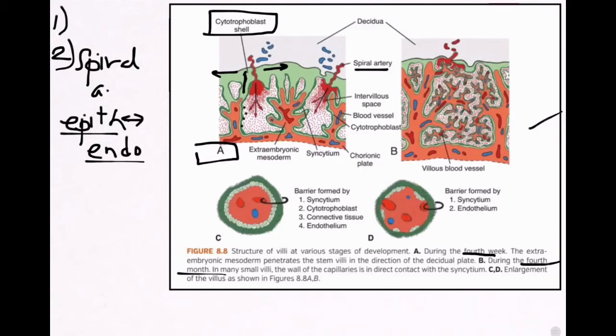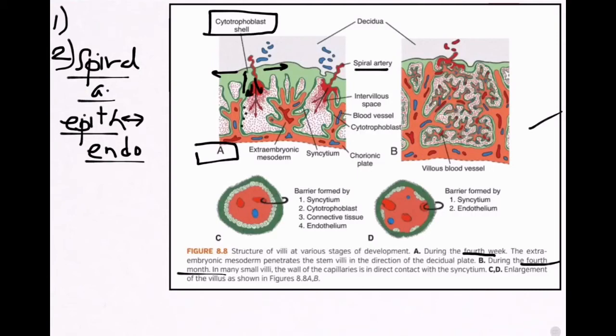What happens after this invasion and after this conversion is that the maternal vessels, or the so-called spiral vessels, are converted from a high resistance low diameter vessel to a low resistance high diameter vessel. That's just fancy terms for more blood starts pouring out of these as compared to before.